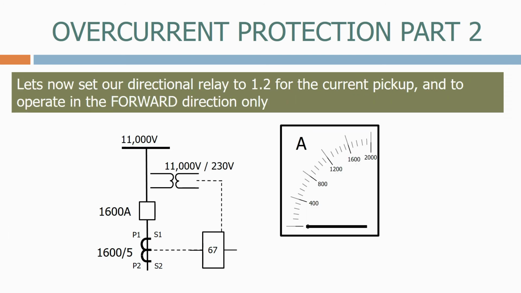Let's now set our directional relay to 1.2 for the current pickup, and to operate in the forward direction only. Let's now close the circuit breaker. Let's now apply a fault on the feeder.